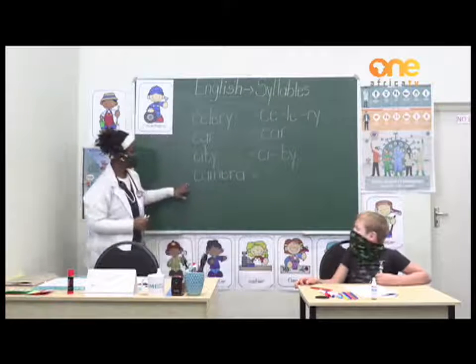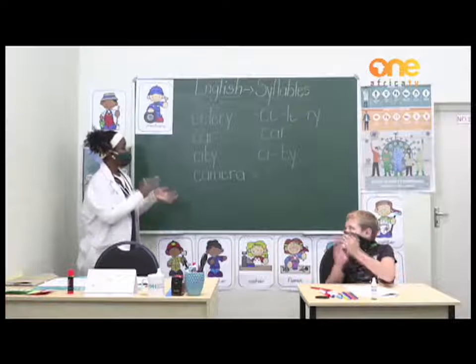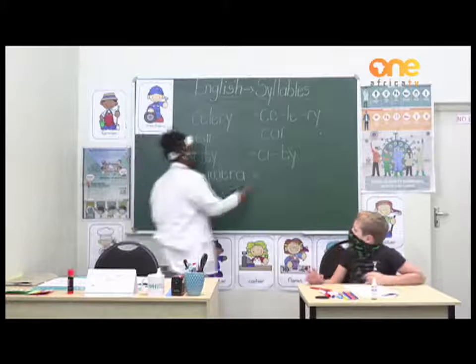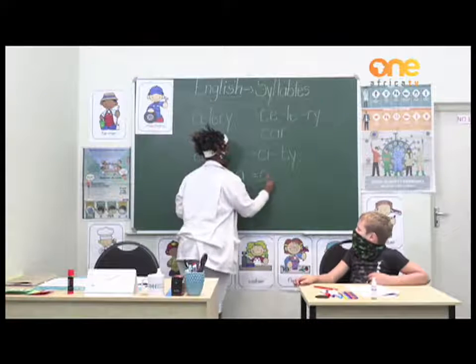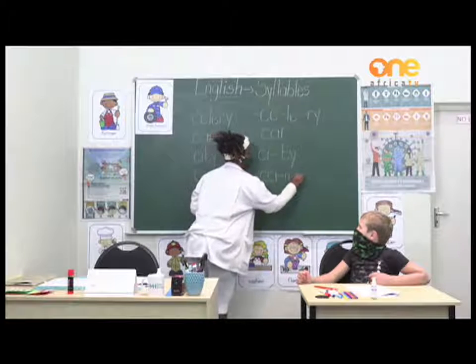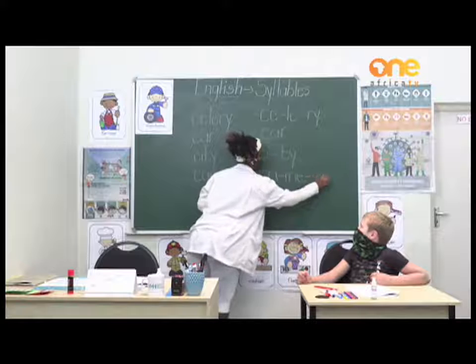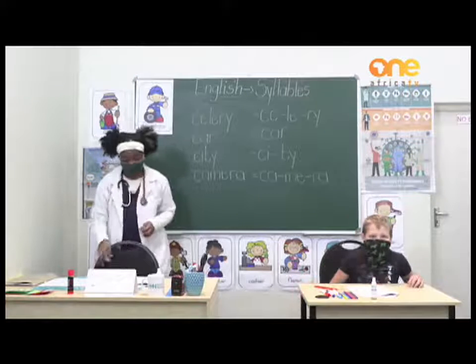How about this one here? Camera. Let us try to clap it. Camera. All right, how many times did we clap it? 3. So it means we have 3 syllables. Cam-e-ra. Okay, let us quickly go back to our worksheet.